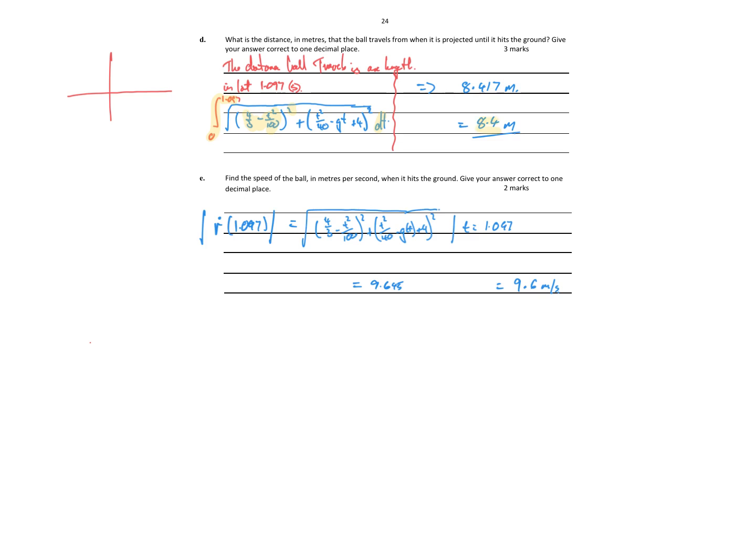All right. Find the speed of the ball in meters per second when it hits the ground. So at t equal to 1.097, I want to substitute 1.097 into a rule that will give me the speed, so the magnitude of the velocity. So again, it's a calculator exercise. We're going to substitute in the t values that have been given, and we end up with 9.6 meters per second if we've worked that out on our calculator correctly.